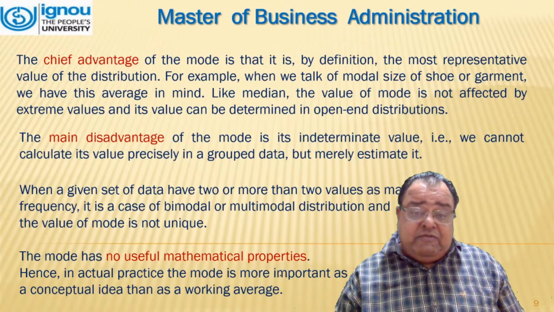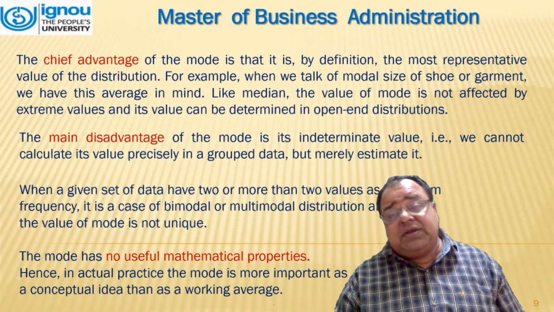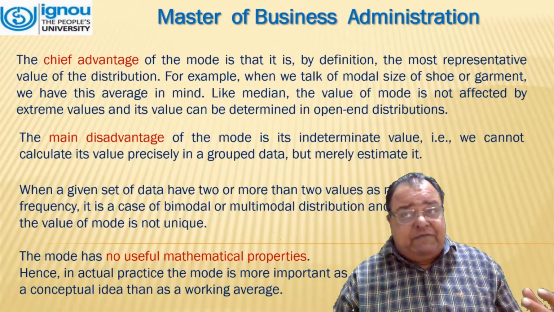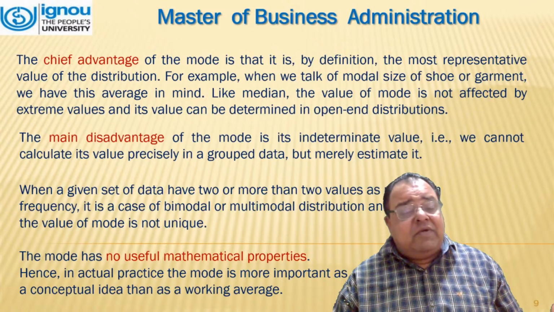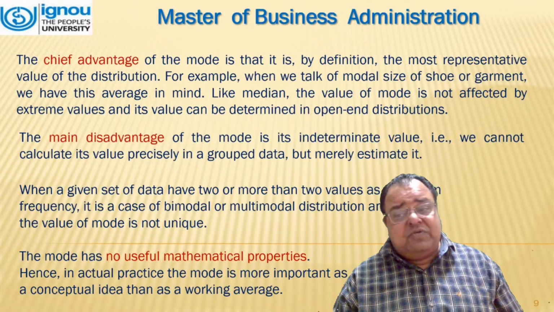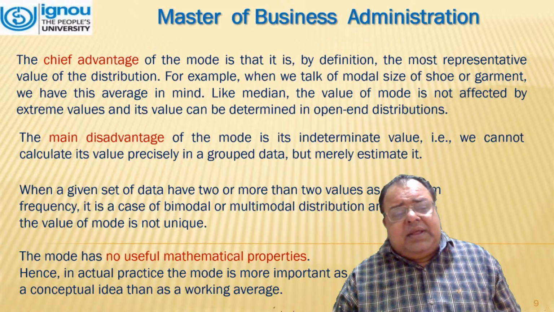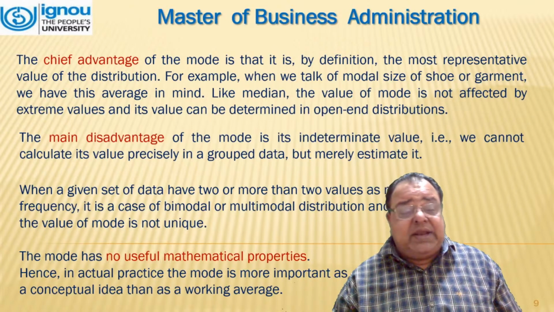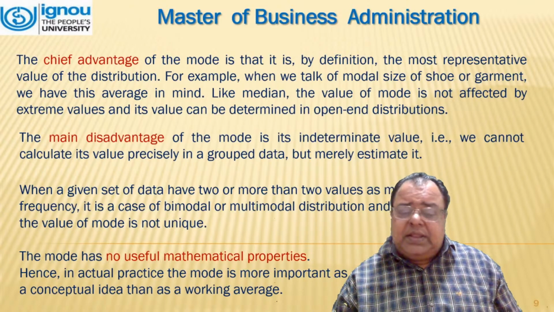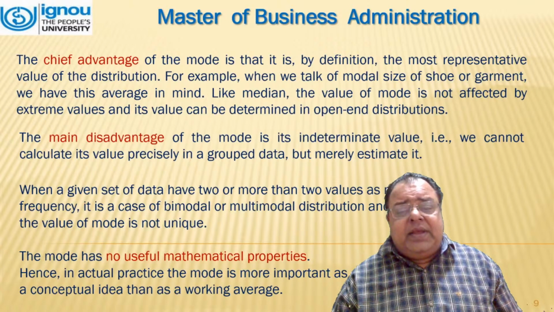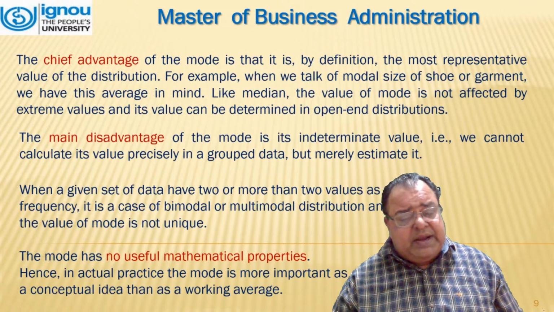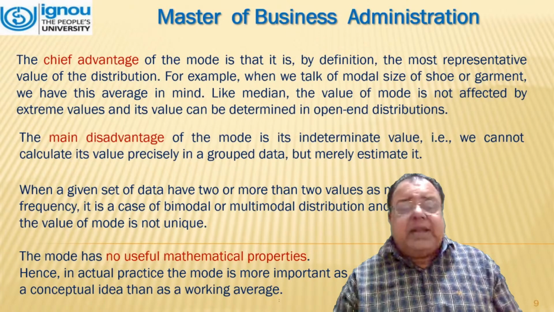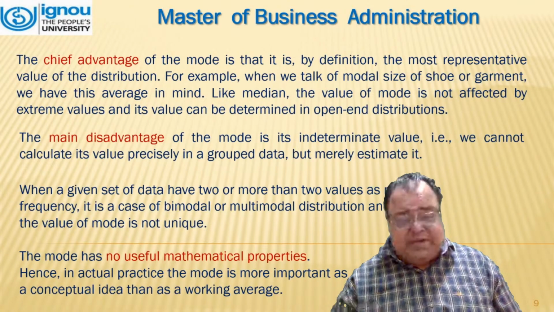The chief advantage of mode is that it is by definition the most representative value of that distribution. For example, when we talk of modal size of shoe or garment, we have this average, not the mean. Like median, the value of mode is not affected by the extreme values, and its value can be determined in open-end distribution. The main disadvantage of mode is its indeterminate value. That is, we cannot calculate its value precisely in grouped data, but merely estimate it.